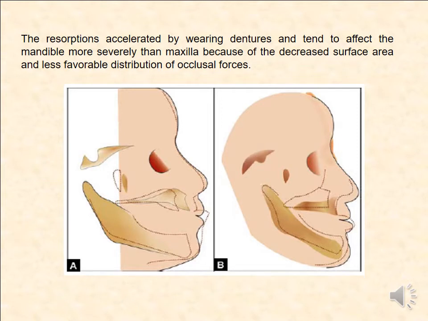The resorption is accelerated by wearing a denture and tends to affect the mandible more severely than the maxilla because of the decreased surface area and less favorable distribution of occlusal force. فلهذا, when making any denture, complete denture, you must have the correct vertical dimension and correct occlusion to maintain the bone of the upper and lower jaw.